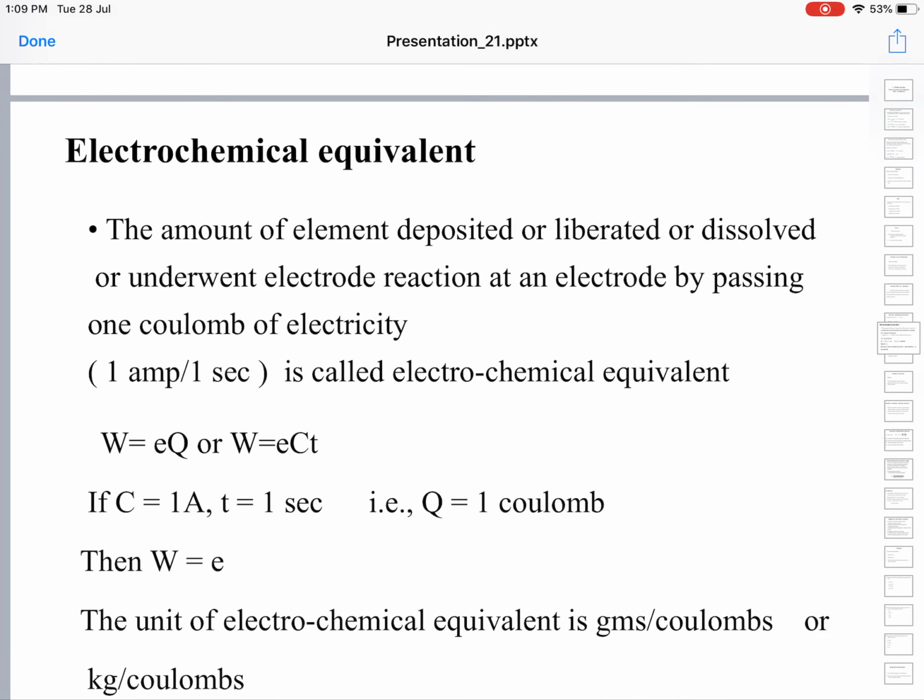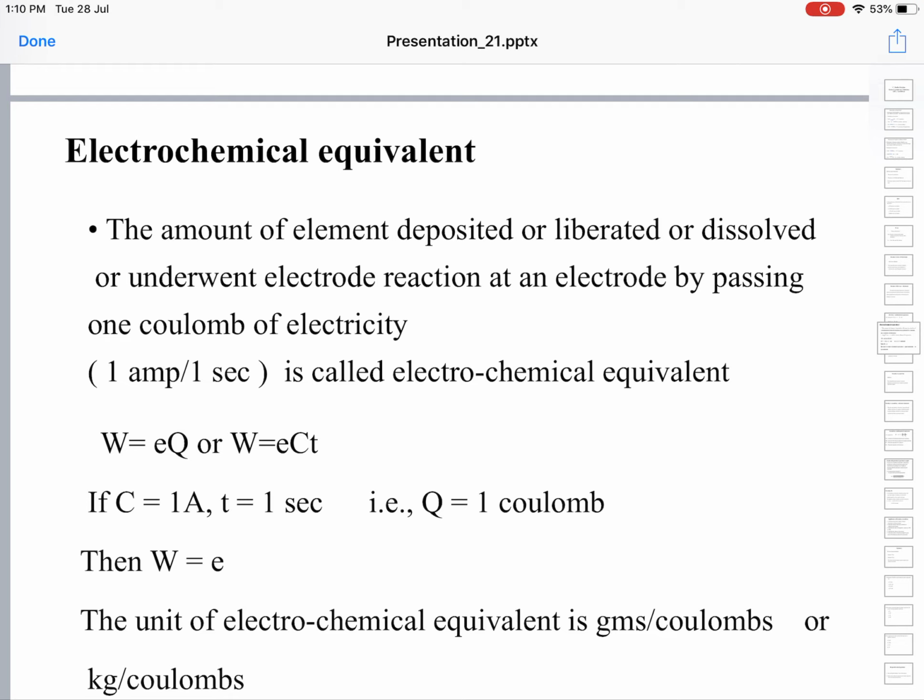Let's try to define the electrochemical equivalent. For that, let us say W is equal to ECT, right? The expression is W is equal to ECT, where C is the strength of the current in amperes, and T is the time in seconds for which electricity is passed.